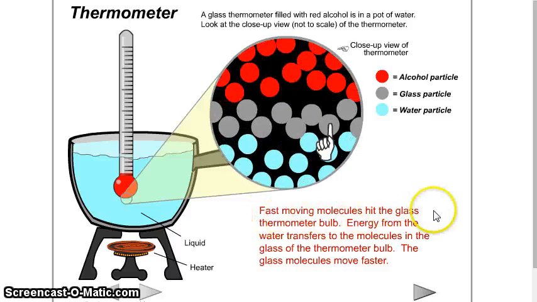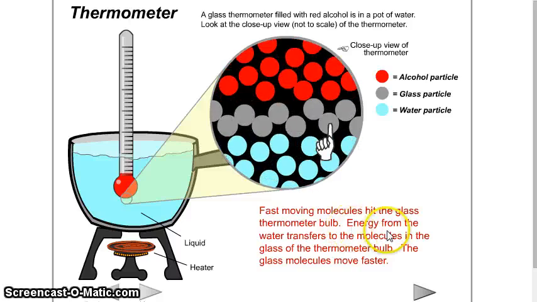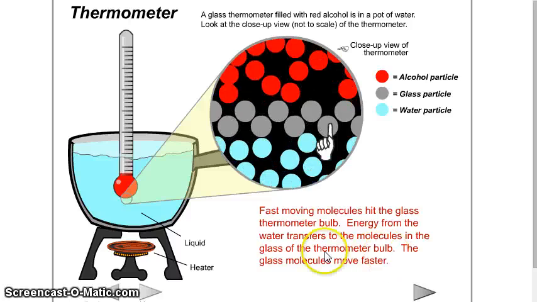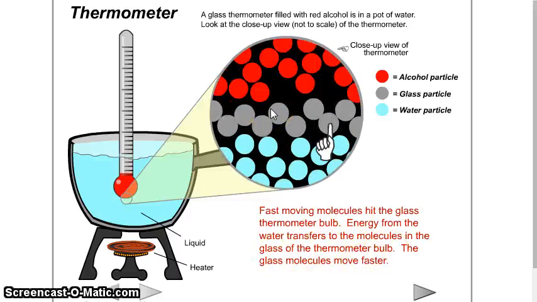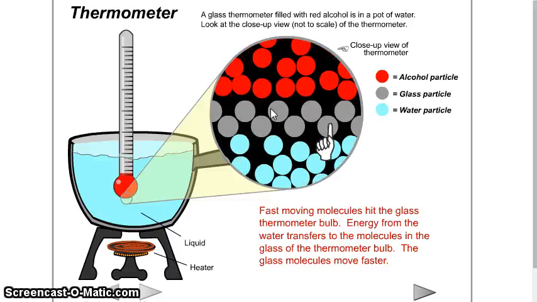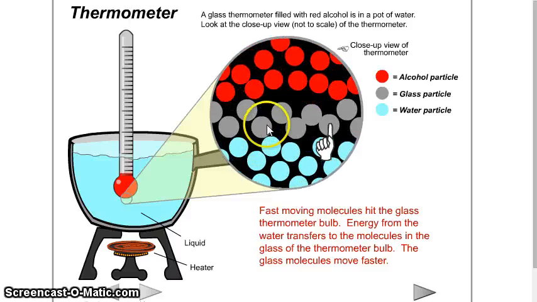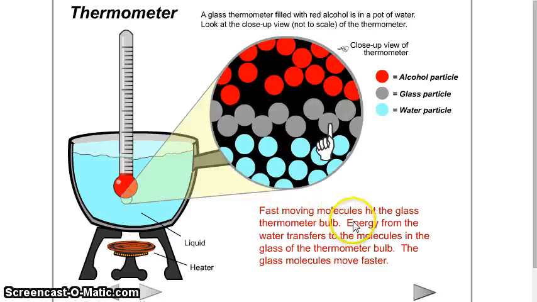So the faster moving molecules hit the glass thermometer bulb. Energy from the water transfers to the molecules in the glass thermometer bulb, and the glass molecules start to move faster. Now, as a glass, a solid, they're not going to be able to move around freely like we see with the liquids. They are going to stay in place, but they are going to wiggle or vibrate faster when they do get heated up.